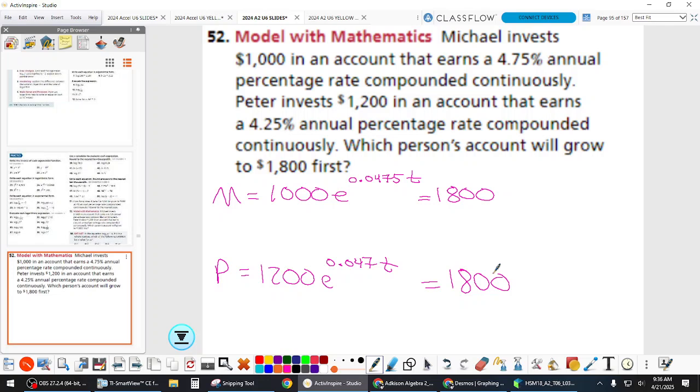Okay? Yes? Is Peter's supposed to be 0.0425 or? Oh, yes. It is indeed supposed to be different.